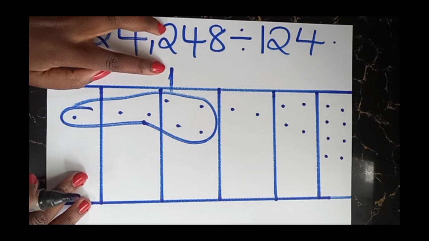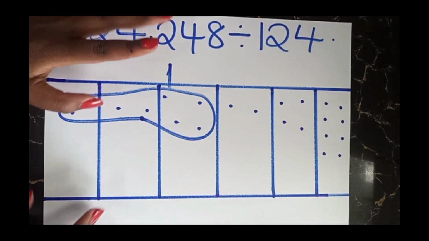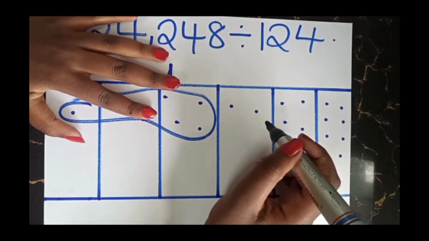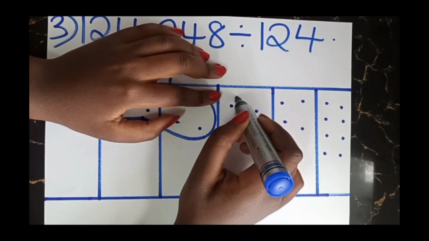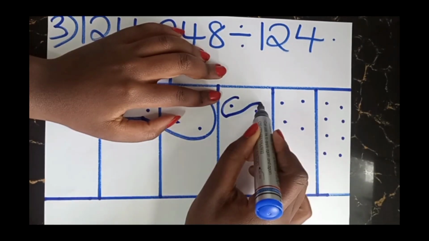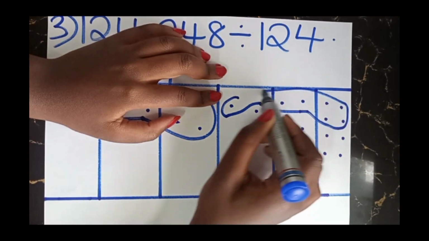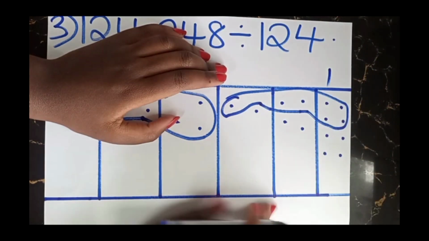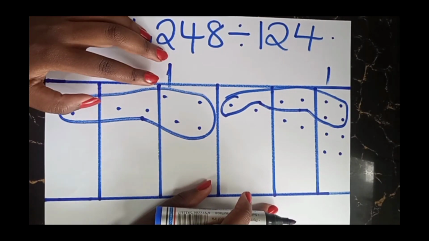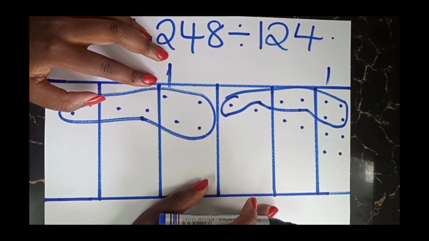So here we have one group of 124. Let's continue counting. So we'll take 1 from this box here, we'll just take a 1, 2 from this box, and 4 from this other box. So that means that here we have one group of 4. Okay?